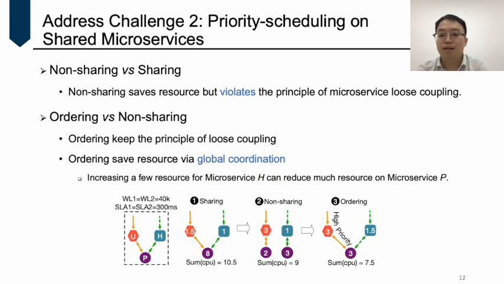Notice that we need to recompute the latency targets of the microservices due to the change of workload order. Such priority scheduling can keep the principle of loose coupling. Importantly, it can save resources via global coordination on the two trains. For example, increasing a few resources for Microservice H can reduce much resource on Microservice P.